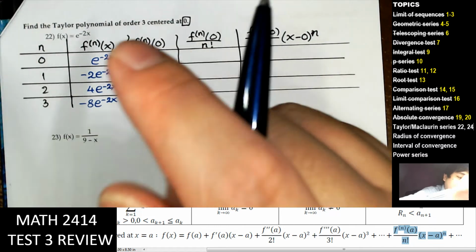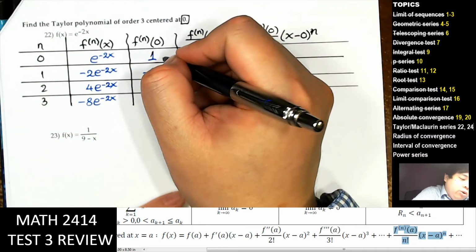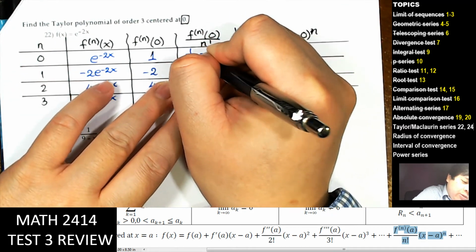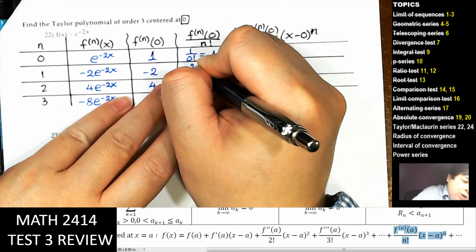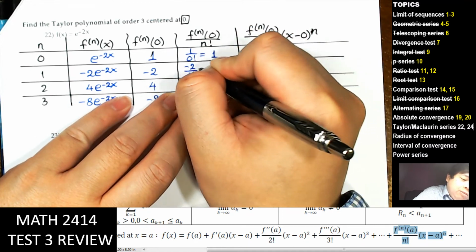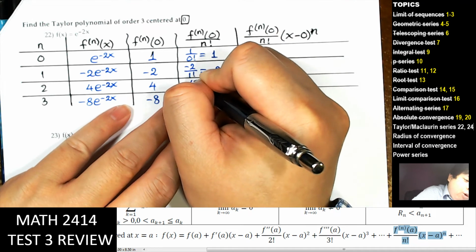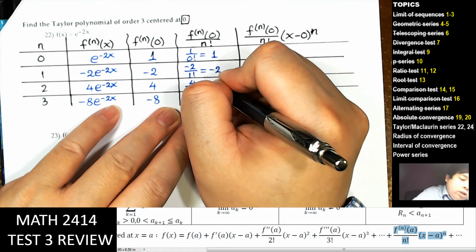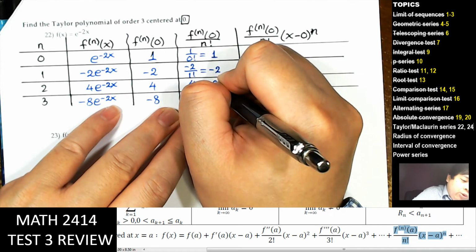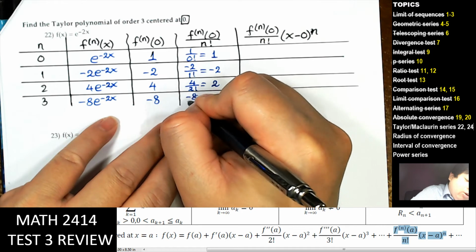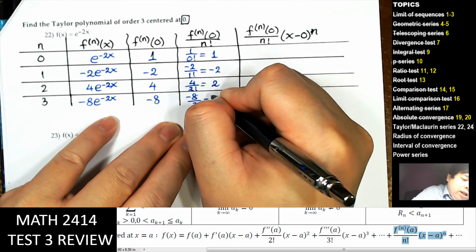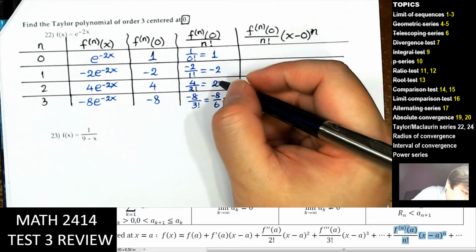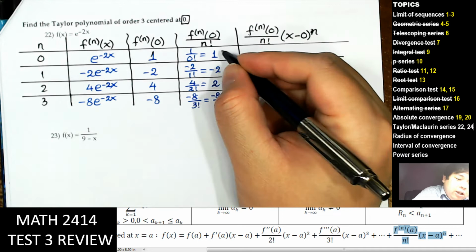Next, we divide by n factorial. 0 factorial is 1, so we have 1 over 0 factorial, which is just 1. Negative 2 over 1 factorial is negative 2. 4 over 2 factorial, 2 factorial is 2, so 4 over 2 is positive 2. And negative 8 over 3 factorial, which is 6, is negative 8 over 6, negative 4 over 3. So we have those numbers.